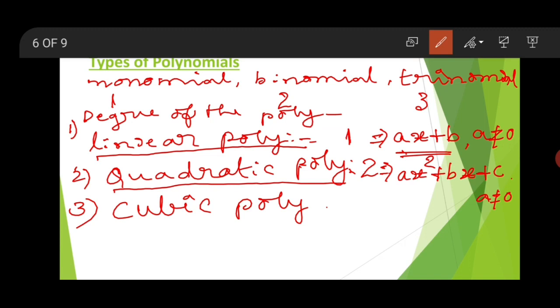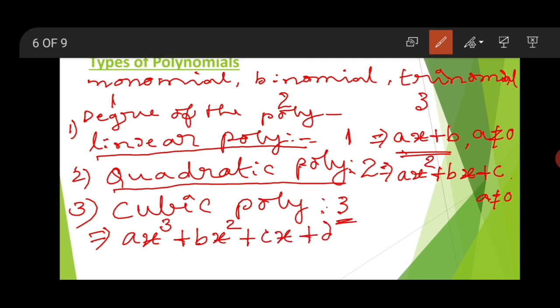Again, what is a cubic polynomial? Can you try? Yes, a cubic polynomial has degree 3. So, degree 3 polynomials are known as cubic polynomials. Now, can you write the standard form of a cubic polynomial? Yes, ax cube, then bx square, very good, plus cx again plus d. Here also, what is the condition? A should not be equal to 0.